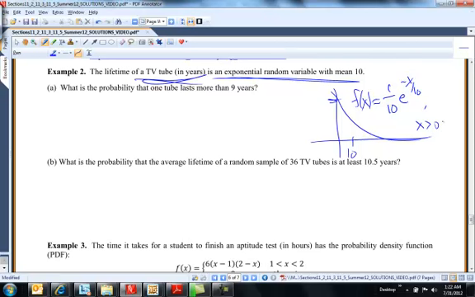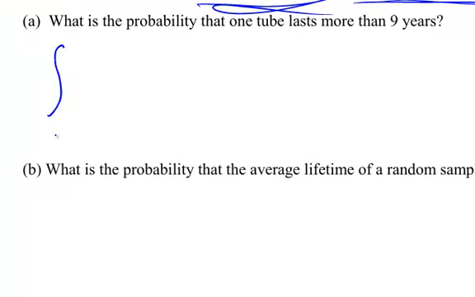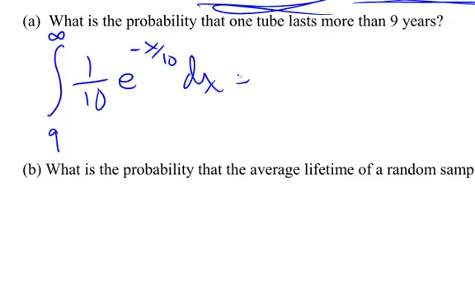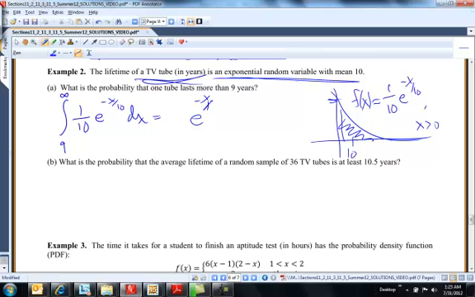What's the probability that we just take a tube and it lasts more than 9 years? So here's 9 years, just shade that in. So that's the probability from 9 to infinity of 1/10 e to the negative x over 10 dx, which is negative e to the negative x over 10 from 9 to infinity. This kind of is bad language, right? This is going to go to 0. So this will just leave us with e to the negative 9/10, whatever that is.